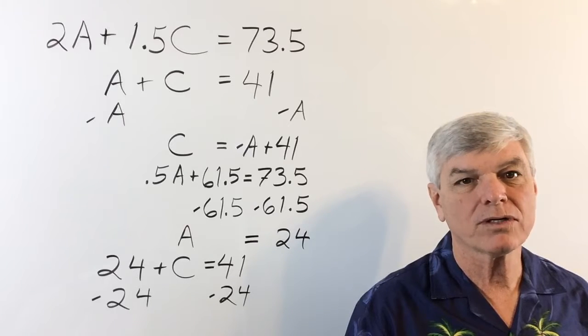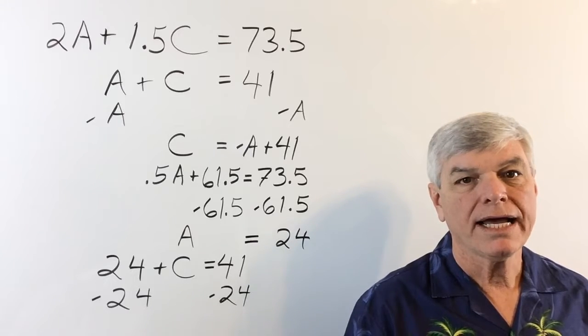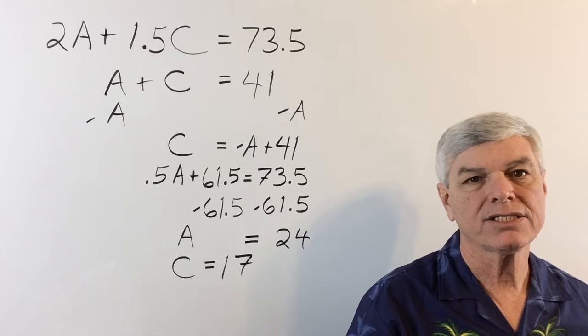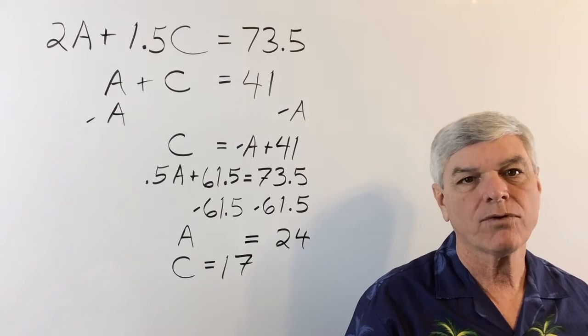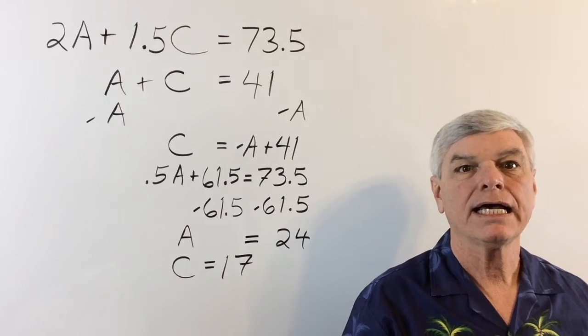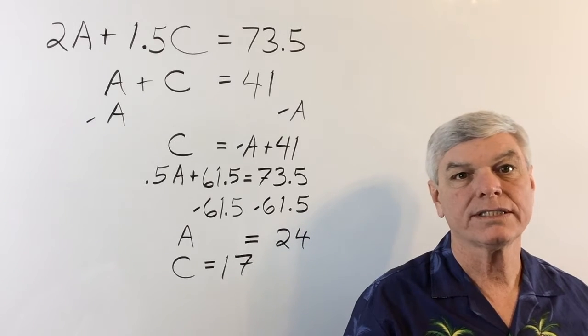24 minus 24 is going to be 0. And 41 minus 24 is going to be 17. So we sold 24 adult tickets and 17 children's tickets. And that is the answer to our question.